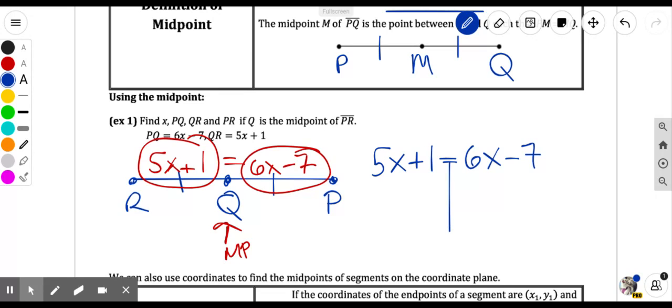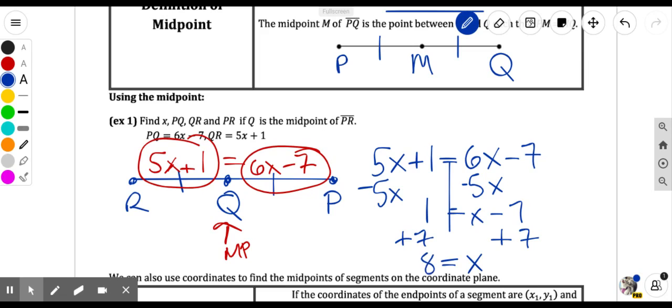If you remember solving for x, I know it's probably been a while. You want to bring the x's to the same side, so I'm going to subtract 5x. So we have 1 equals x minus 7. And then we'll add 7. So x ends up being 8. If it only asked us to find x, we would be done at this point.